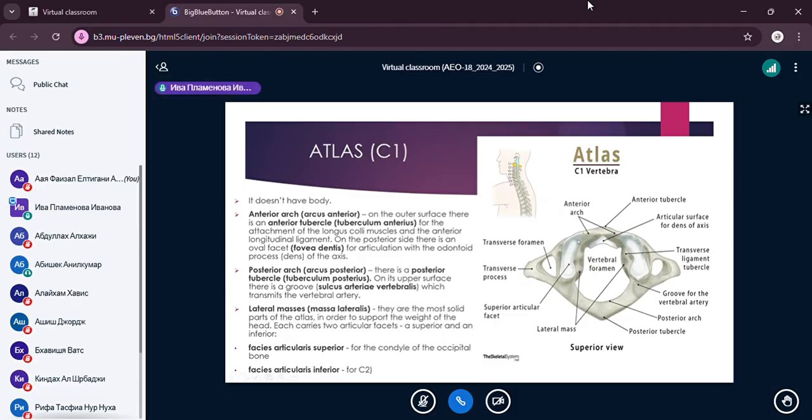We have transverse processes here, and of course with foramen transversarium, transverse foramen. Do you understand?